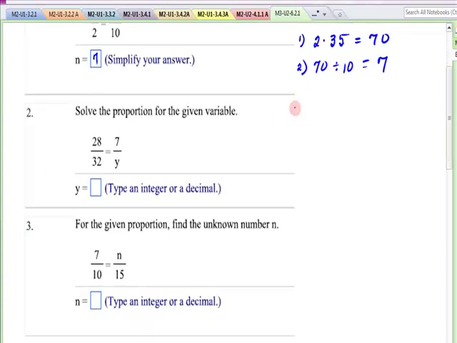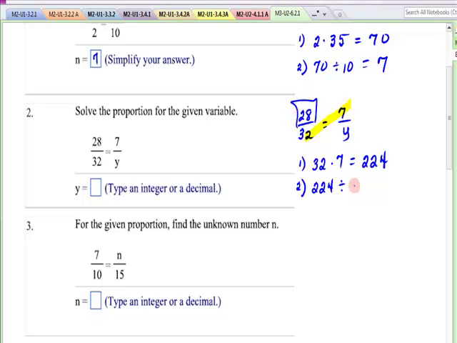All right, let's look at number 2. I have 28 is to 32 as 7 is to an unknown number. Step number 1, let's do the cross product that involves two numbers. That will be 32 times 7. Grab your calculator if you'd like to. And you get 224. Step number 2, take that product of 224 and divide it by the one number that you have, and in this case we get 8. Y is 8.